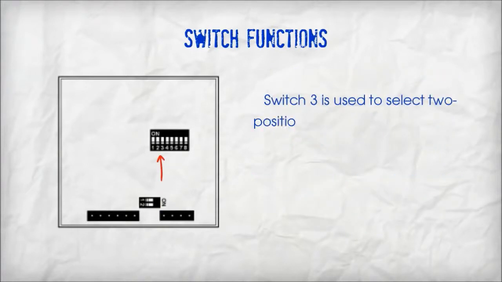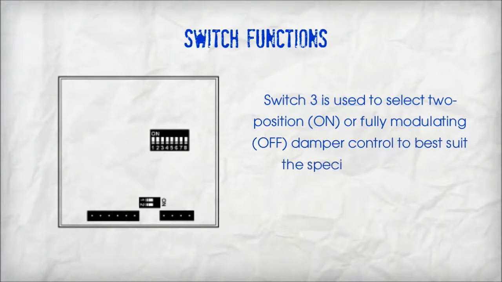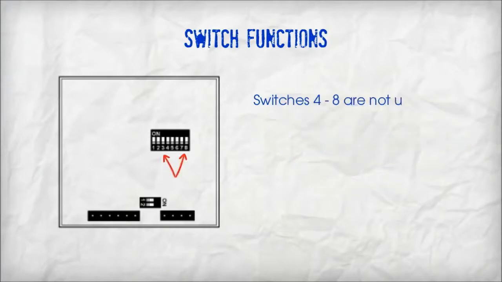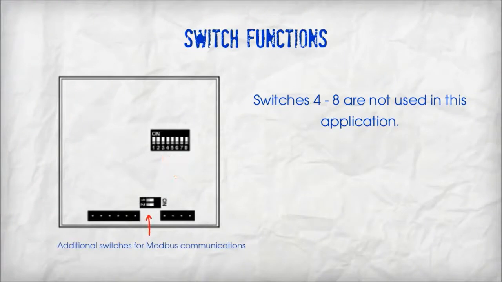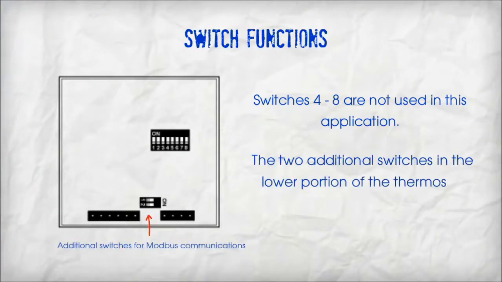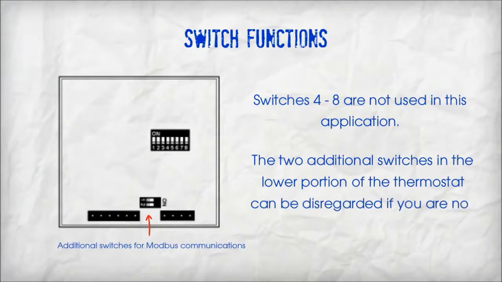Switch 3 is used to select 2 position on or fully modulating off damper control to best suit the specific application requirement. Switches 4 through 8 are not used in this application. The 2 additional switches in the lower portion of the thermostat can be disregarded if you are not using MODBUS communications.